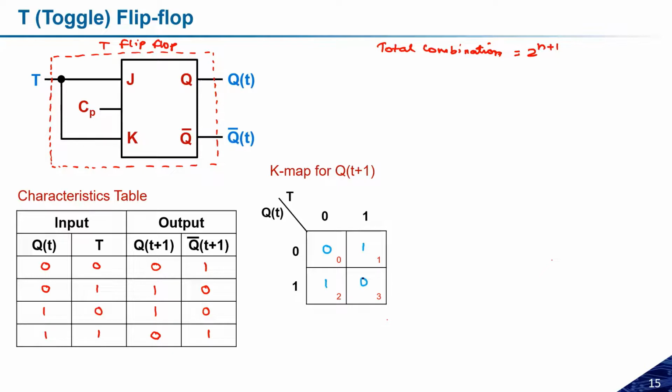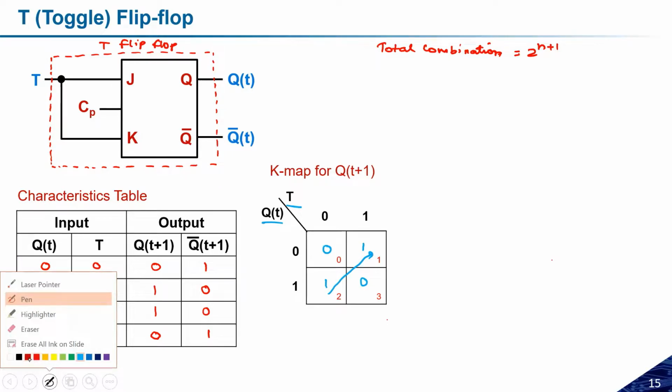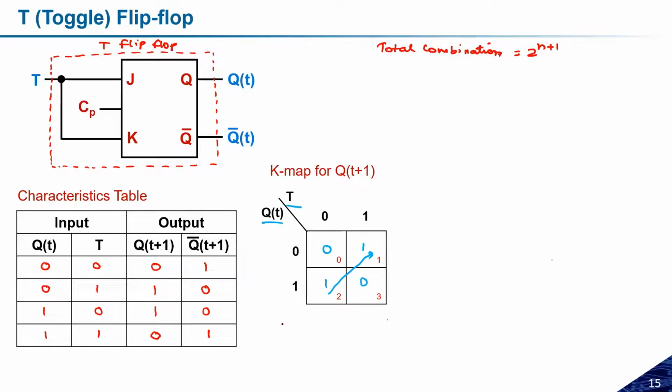If you see this expression, because we have a diagonal one over here, this looks like an XOR kind of function. Okay, so we have XOR kind of logic, and whatever Qt plus 1 expression I get will be the XOR of Qt and T. Okay, so the expression will look like this: Qt plus 1 is nothing but the XORing of Qt XOR T. Okay, so this is the expression, and this is what we call the characteristic equation of the T flip-flop. Okay.